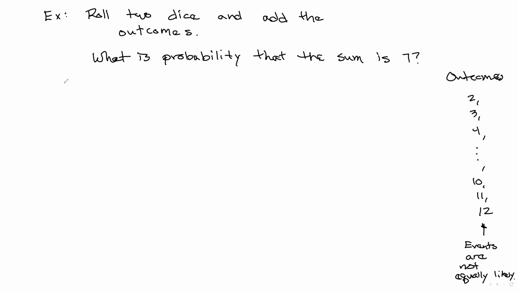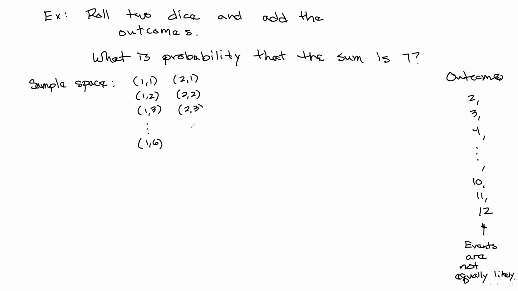All right, so we want to calculate the sample space. So what are the different possible results? Well, we're going to represent them with parentheses. You don't have to represent them with parentheses. There are lots of different ways you can represent them, but that's just one way to do it. So you could roll 1 and 1. You could roll 1 and 2. You could roll 1 and 3. You could roll 1 and 6. You could roll 2 and 1, 2 and 2, 2 and 3, 2 and 6.